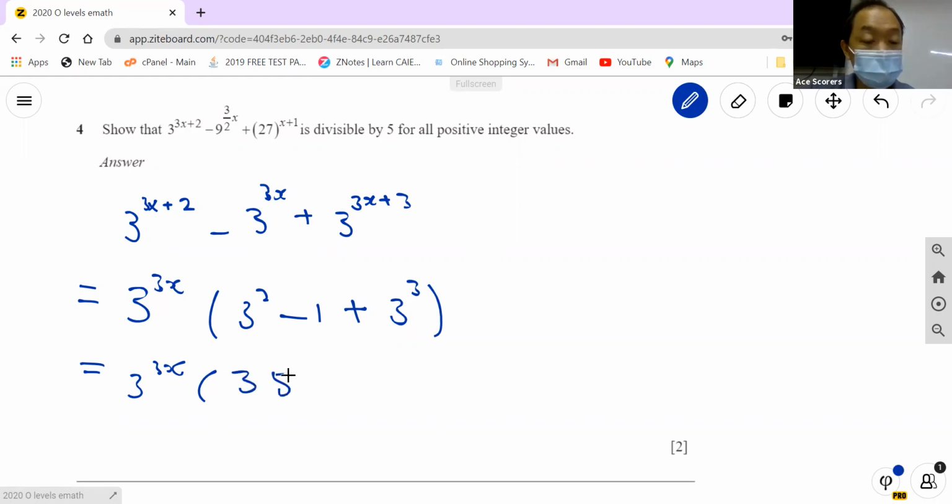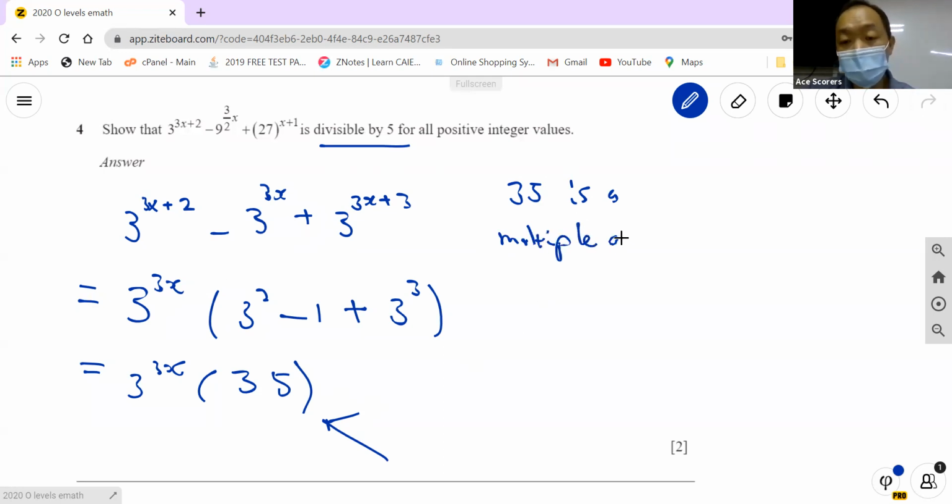Once you reach here, you can deduce that this number is divisible by 5 because 35 is a multiple of 5. So just say that 35 is a multiple of 5, hence it is divisible by 5.